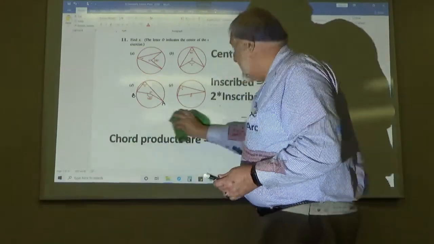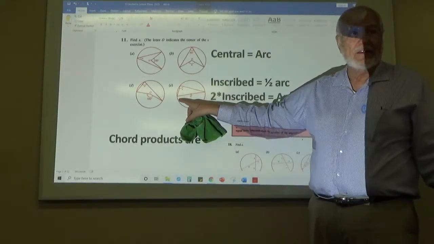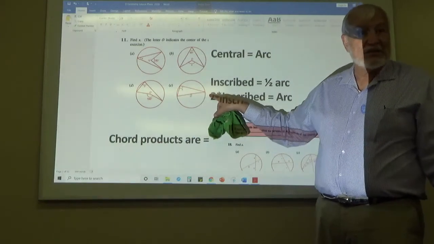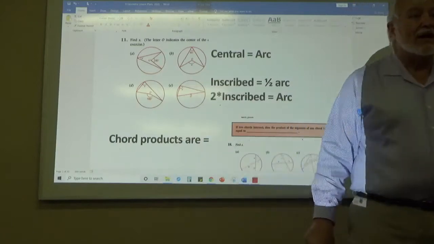Okay, now, so inscribed angles. Oh, by the way, here's another trick. Is this a semicircle? That's a diameter. So therefore, it's half of this. That makes that a 90-degree angle.